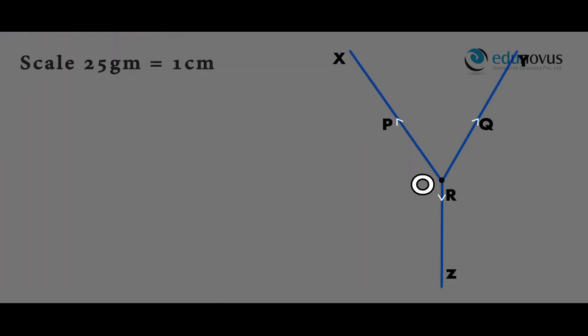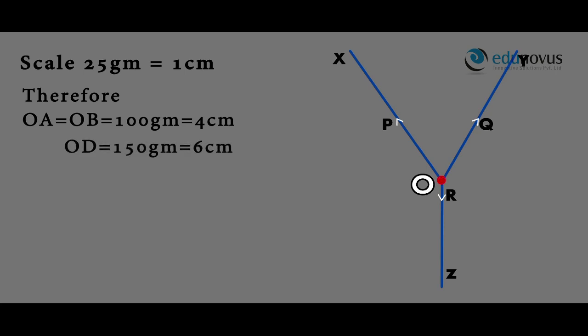Let us consider a scale of 25 gram is equal to 1 centimeter. Therefore OA is equal to OB is equal to 100 gram, which is 4 centimeters. OD is equal to 150 gram, which is 6 centimeters. Draw the arcs from point O on all three forces P, Q and R with its corresponding values. Mark them as A, B and D.